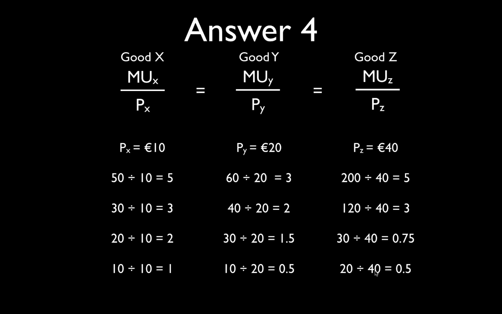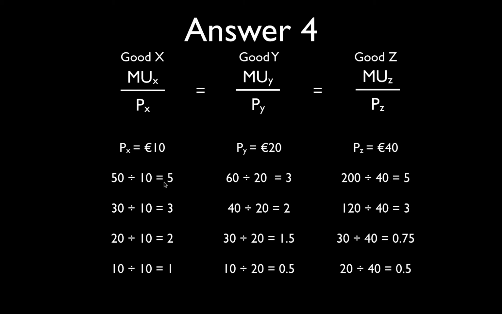And we divide again by the price to get a ratio of marginal utility to price. Essentially, this number means that when I buy the first unit of good Z, I am receiving 5 marginal utils per euro. And so again, if we're looking, should I buy the first unit of good X, good Y, or good Z?